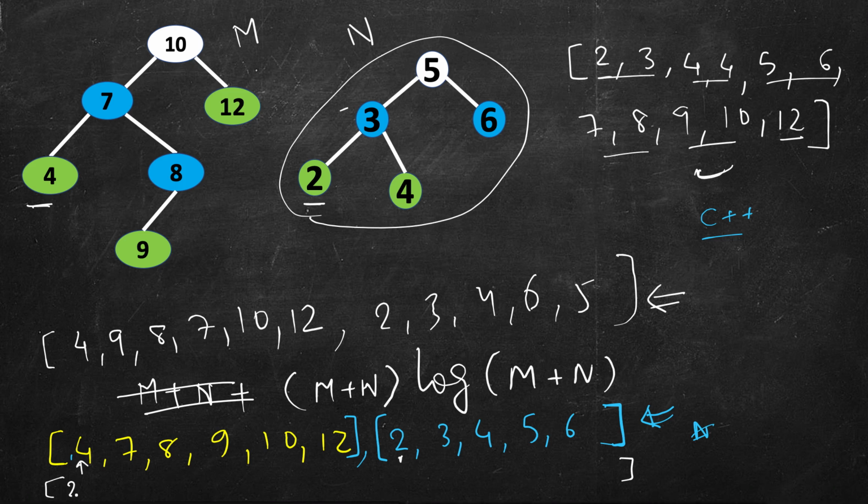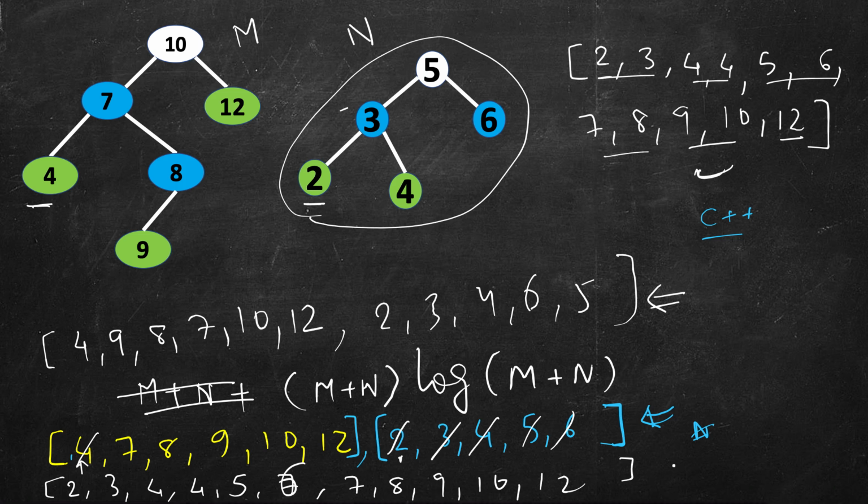2 is smaller, so insert 2 here. We are just pushing back, so it's constant time. Then we compare with 3 and 4. 3 is here, then we compare 4 and 4, either one. Then 7 and 4, 4, 5, 5 and 7, 5, 6 and 7, 6. And then this is empty. Then put 7, 8, 9, 10, 12. And this is the answer.